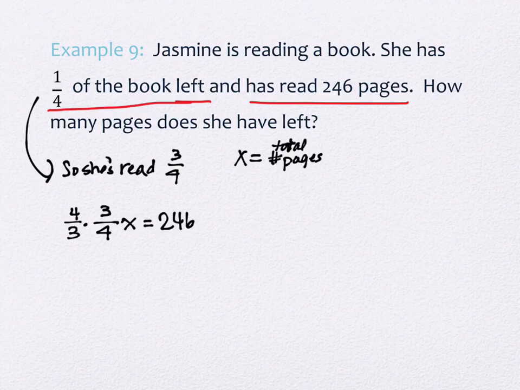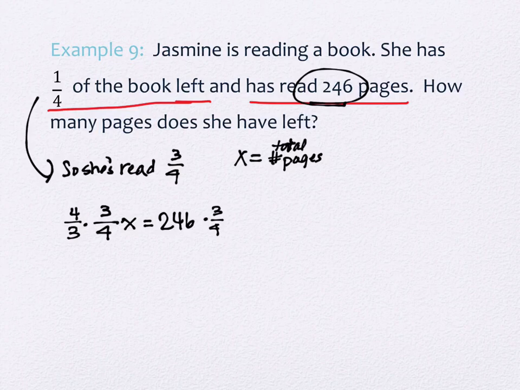Cassie, are you okay? You're looking confused. What part did I lose you at? If X is the total number of pages, and you're multiplying it by what she's read, that's why I'm confused. Right, so I'm not multiplying by what she's read. She's read 246. I'm multiplying the total by 3/4.